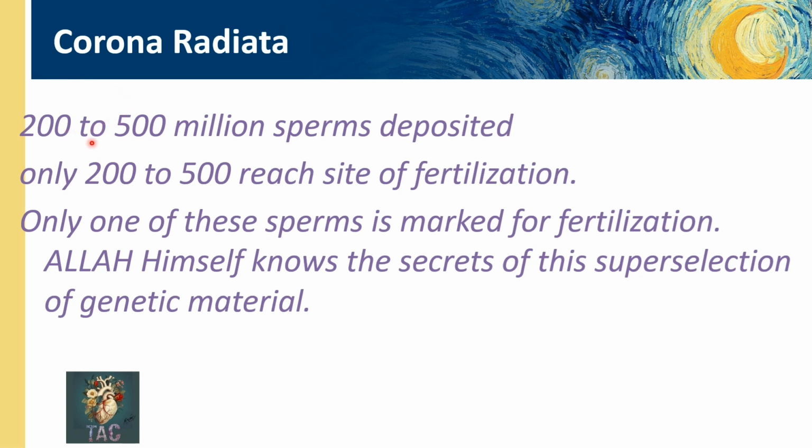About 200 to 500 million sperm are deposited in the female genital tract. Only 200 to 500 sperm reach the site of fertilization, and only one of these sperm is marked for fertilization. So Allah Himself knows the secret of this super selection of the genetic material.